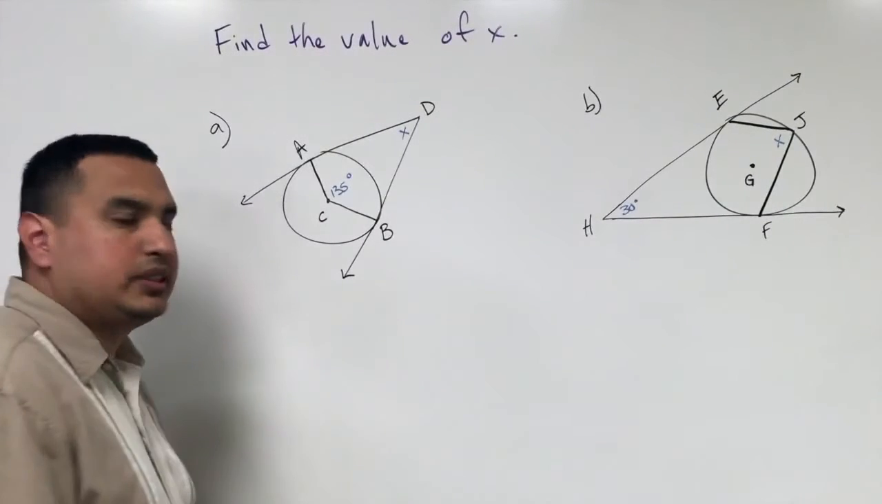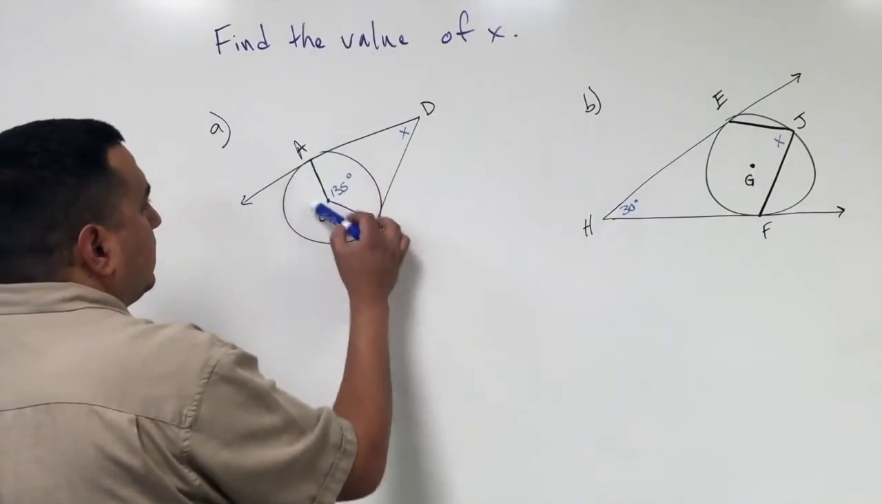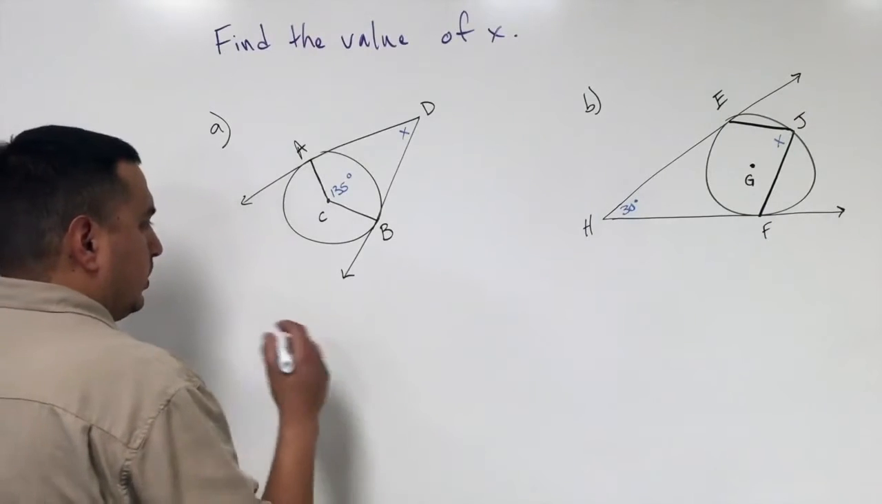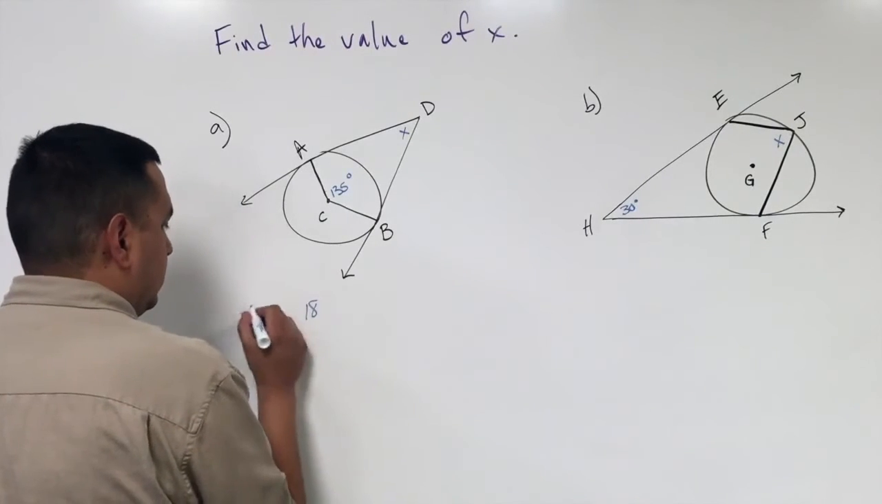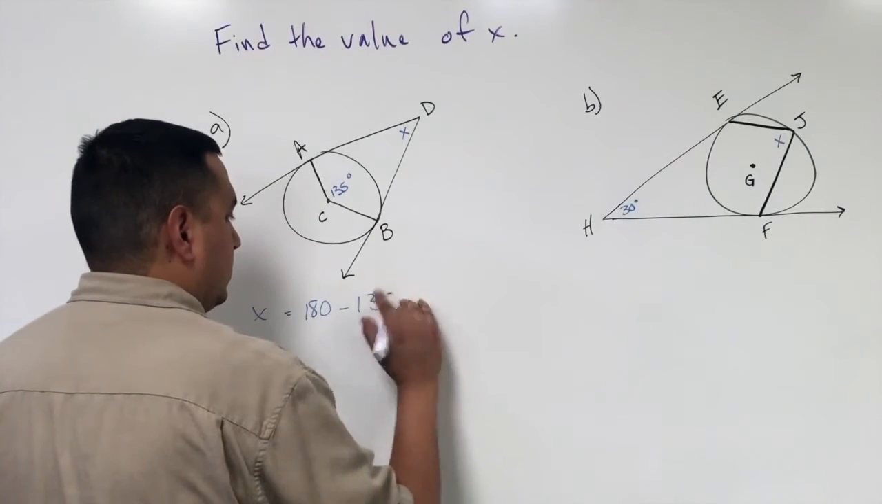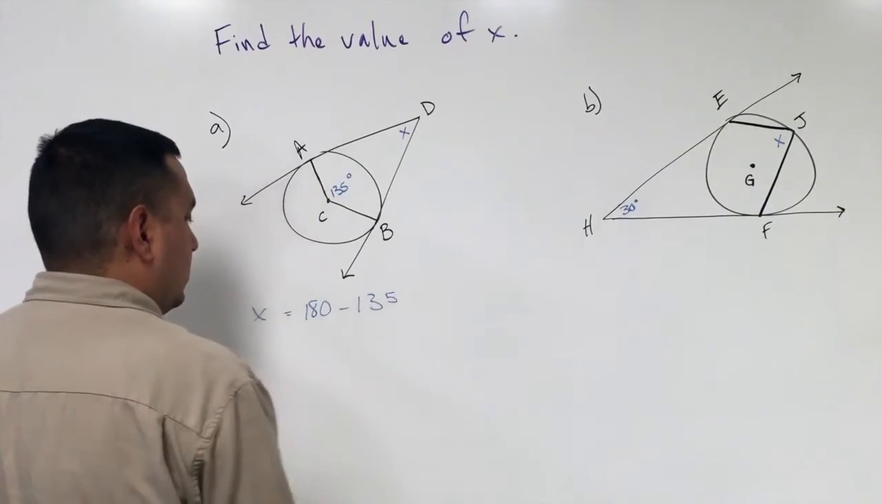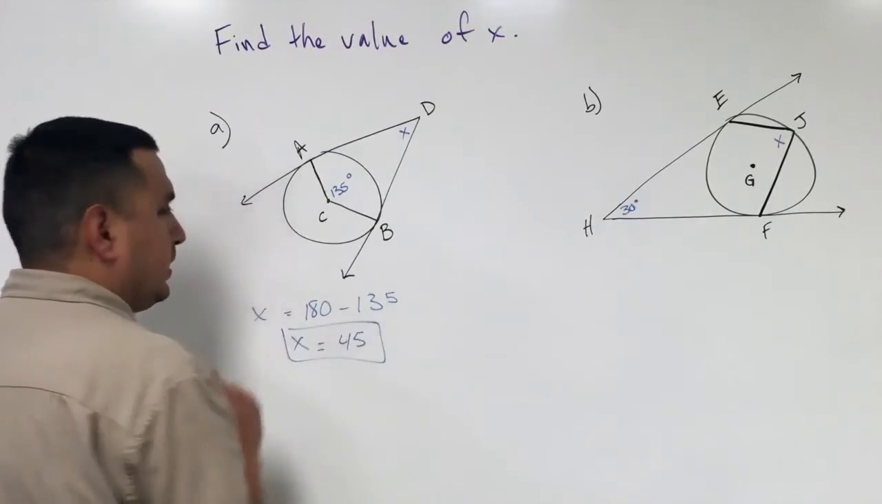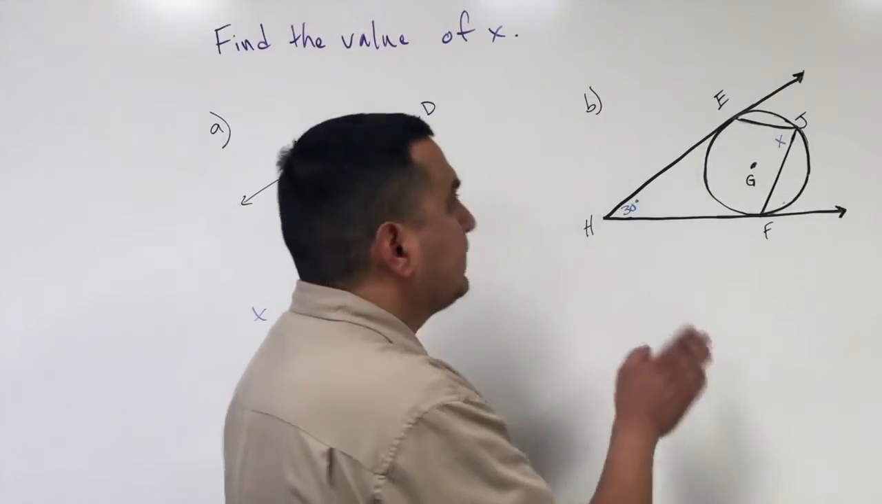Alright, the theorem says then that if I take this central angle and I subtract 180, I can find x. So x equals 180 minus 135, which would be 45. So x is 45. Alright, so now we look at example B.